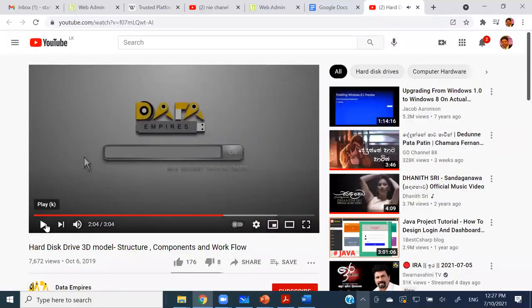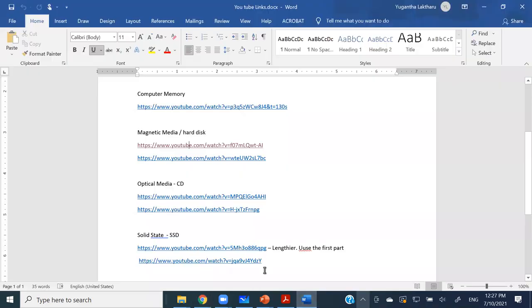I wonder what this is. I don't remember what this is.